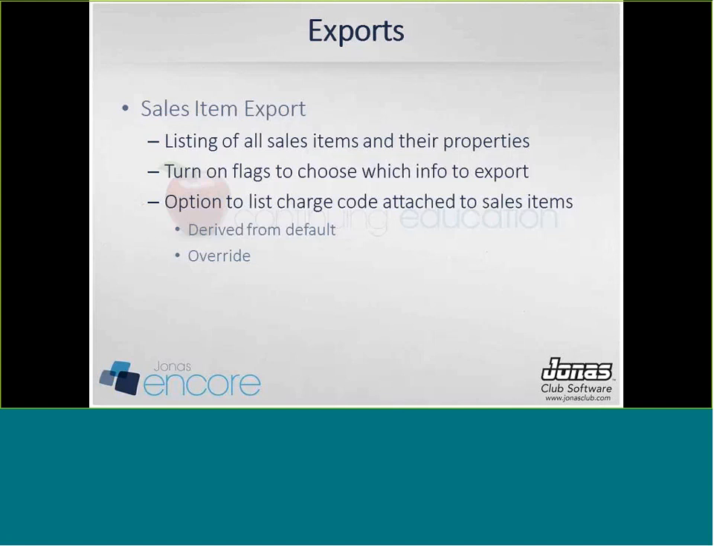And it will tell you if it's derived from the default or if it's an override. What that means is, okay, if my hot dog is going to this charge code, did I get that from the default category, or is there an override on the hot dog itself? And that can also trigger review of, okay, why is there an override on a hot dog? Because it shouldn't go anywhere differently than everything else in the category it belongs to.